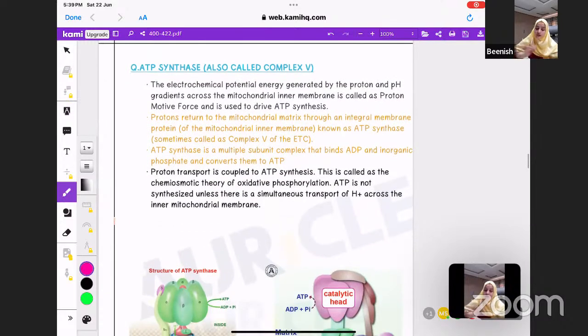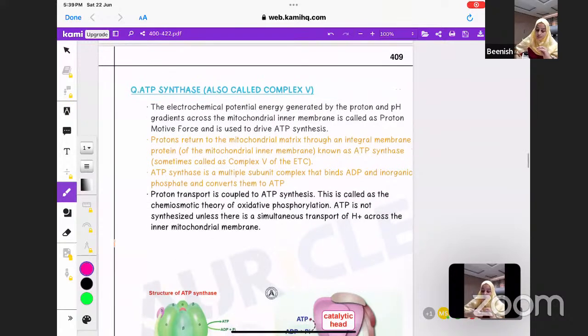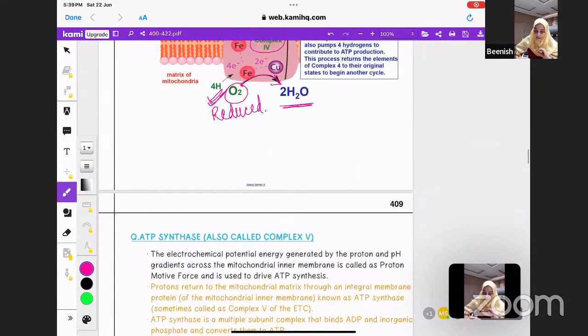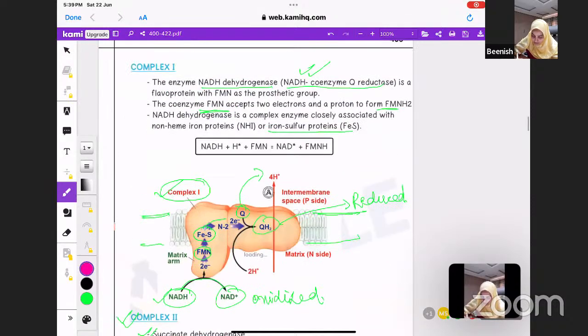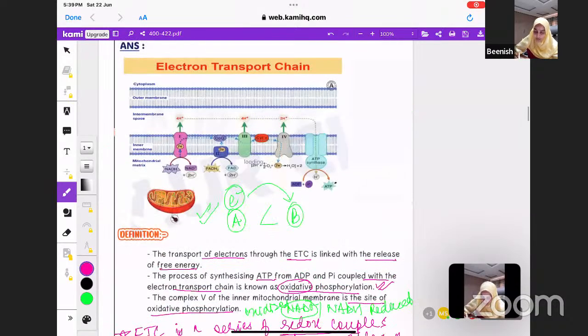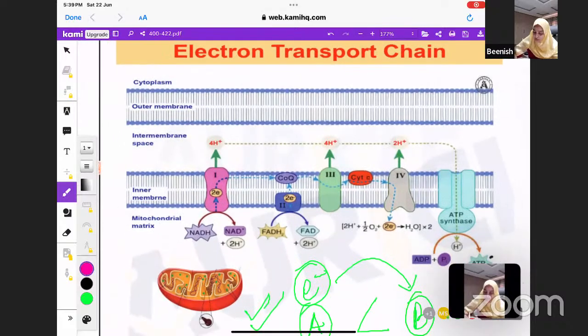Now, talking about complex 5 or ATP synthase. So, before I talk about this, let me just recapitulate what we've already discussed. Okay, so we've discussed the oxidative phase of the electron transport chain.